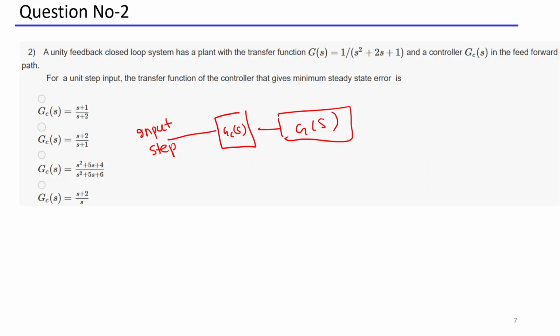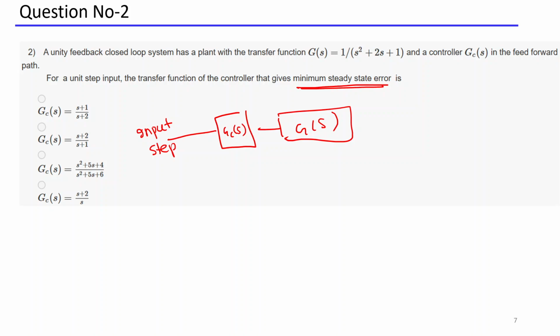Yeah, thank you. Now come to question number two. In question number two, we have a plant G(s), I told you, a compensator Gc(s), and a unit step input is given. So he is saying that you have to find out which compensator will fit in the place of Gc(s) to give a minimum steady state error.